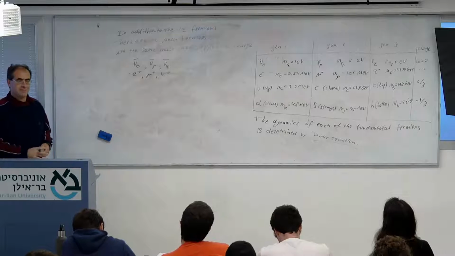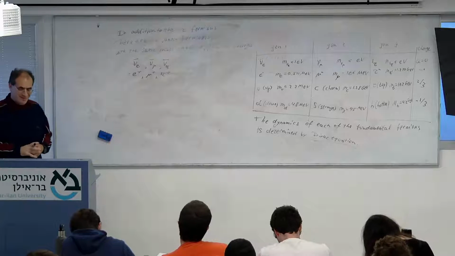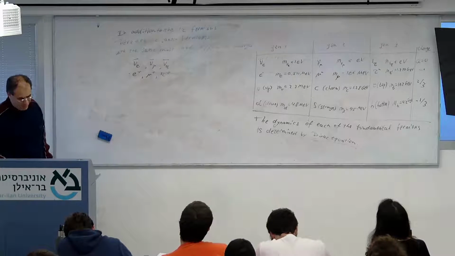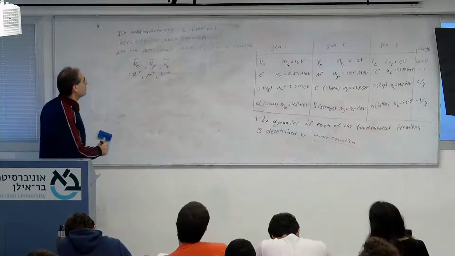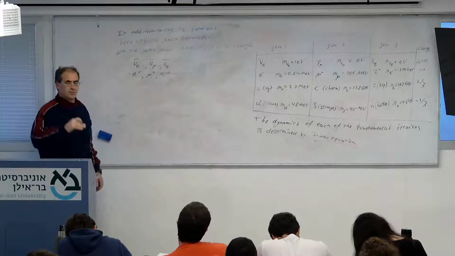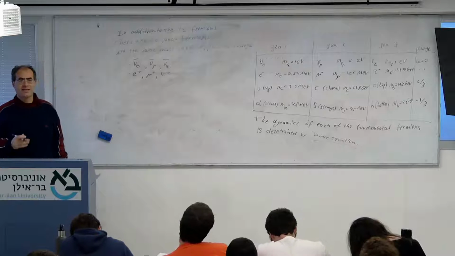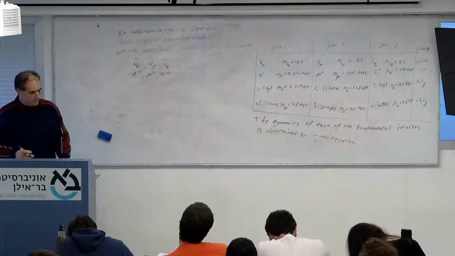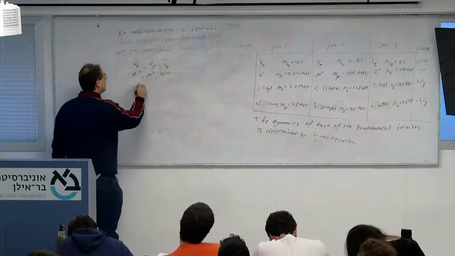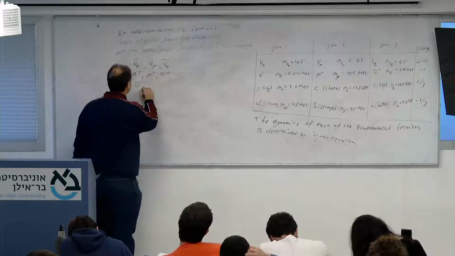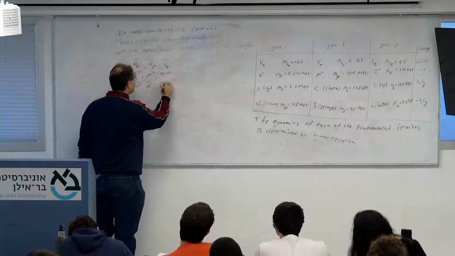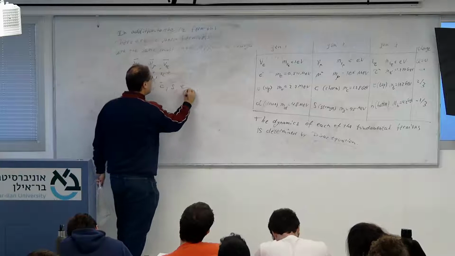So that's fine. And the same for the anti-quarks. For the anti-quarks, again I put a bar which denotes an anti-quark. So I have an anti-up, anti-down, anti-charm, anti-strange, anti-top, and anti-bottom.